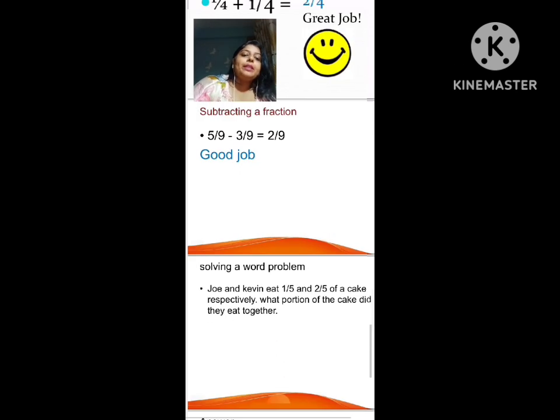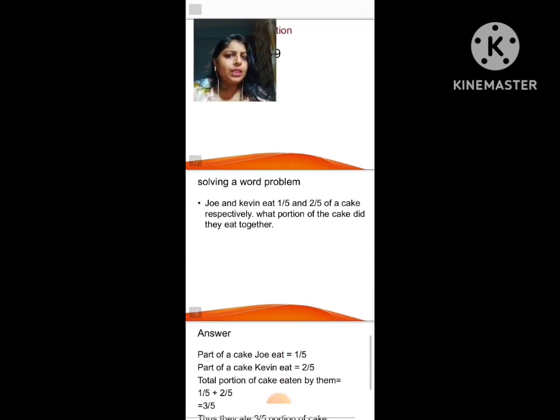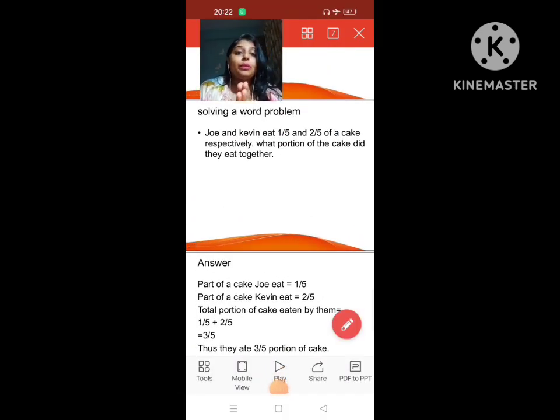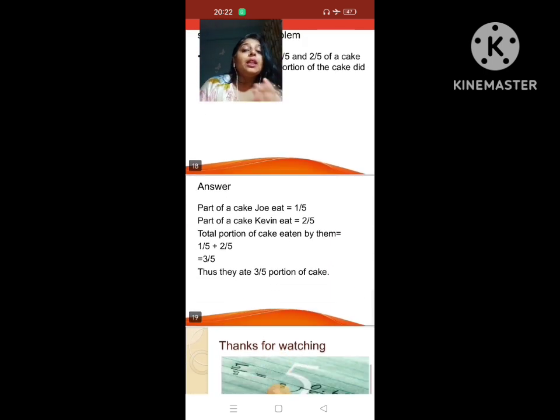Okay, now there's a word problem. In this question it's written: Joe and Kevin eat 1 by 5 and 2 by 5 of a cake respectively. So there's a cake in which Joe ate 1 by 5th part, Kevin ate 2 by 5th part. What portion of the cake did they eat together? How are you going to solve it?